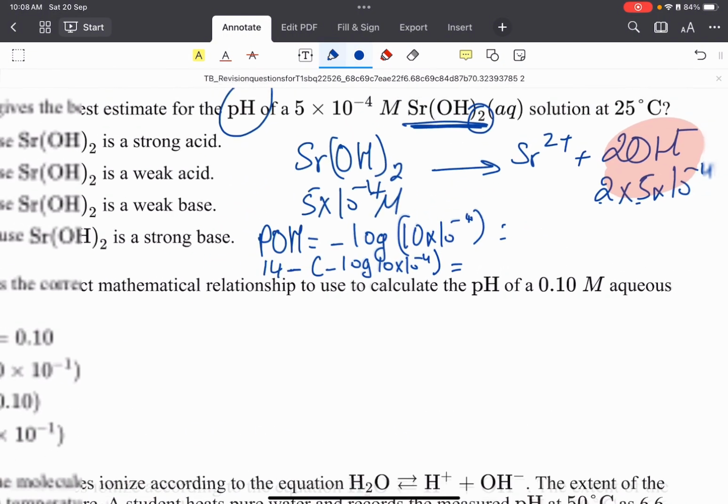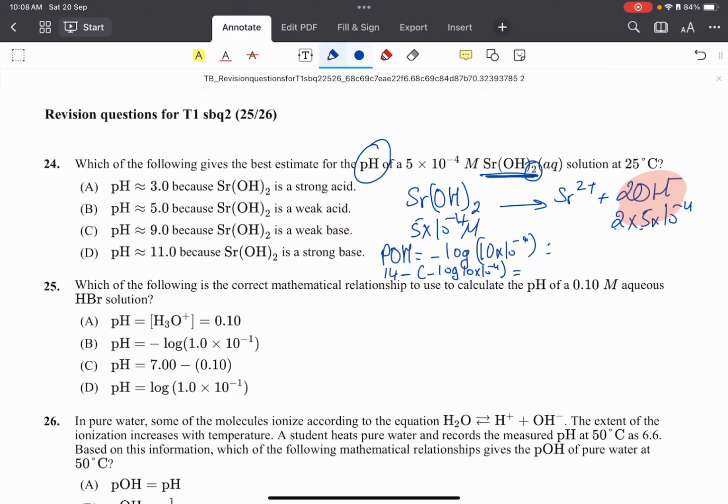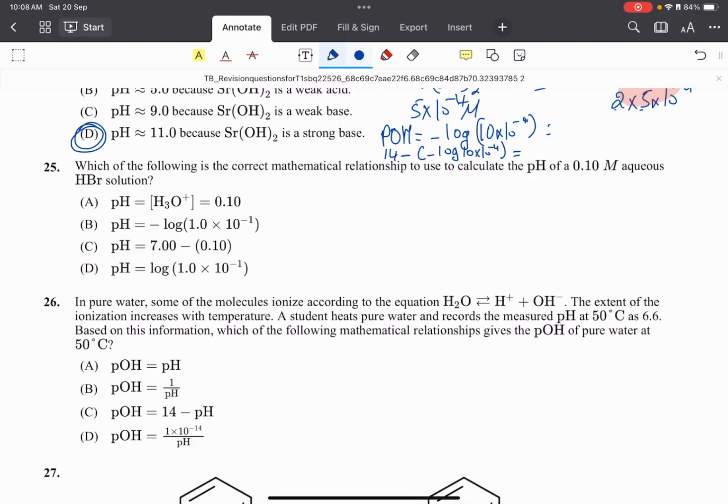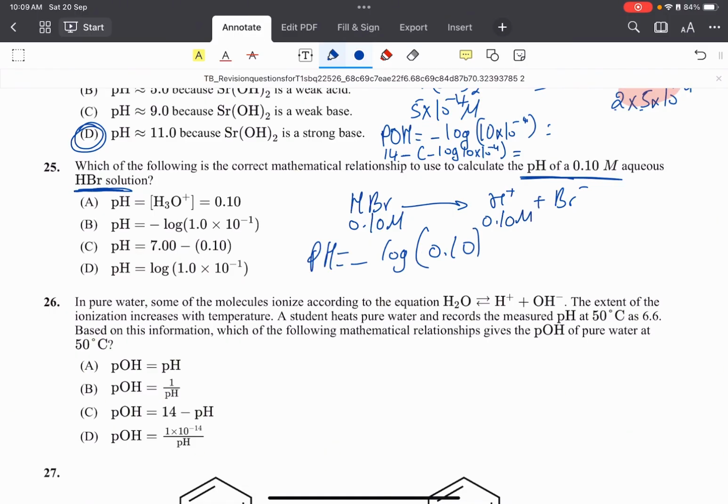So calculating this, the pH is going to be 11. Which of the following is the correct mathematical relationship to calculate pH of a strong acid? Again, a strong acid is going to fully ionize, so whatever concentration I have here, I'm going to have the same for H+. So therefore I can say pH is minus log of 0.10. The pH is not this value.